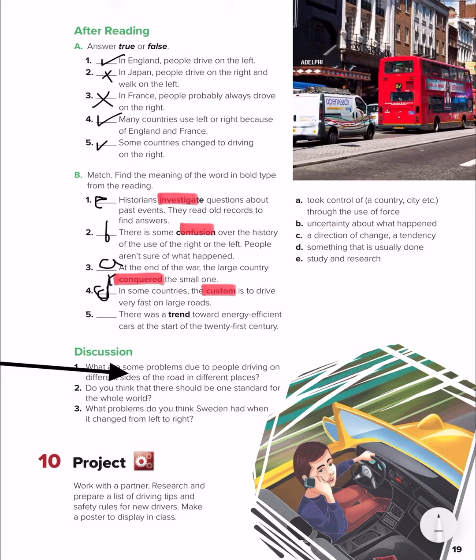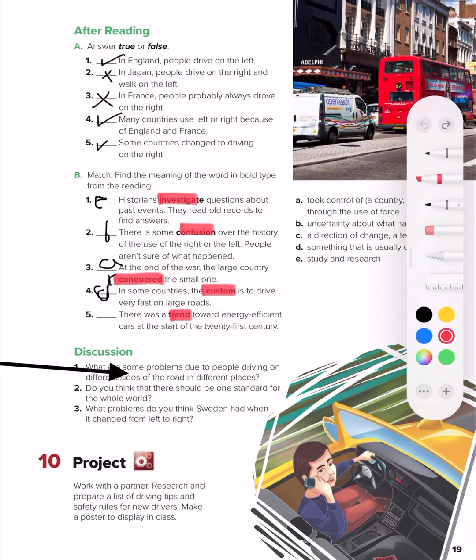Then the last one, which is number 5, there was a trend toward energy efficient cars at the start of the 21st century. A trend actually means a direction of change. So the way. Okay, so it will be of course C.